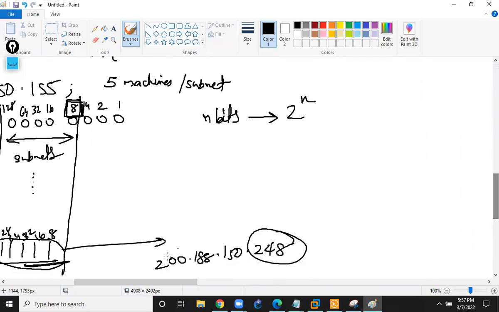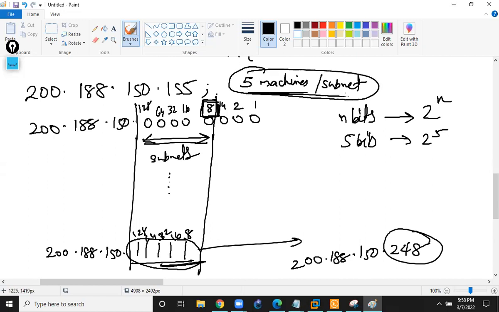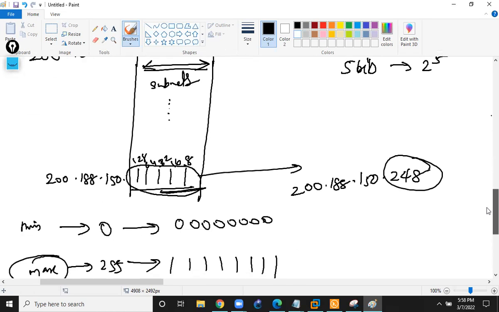In the previous case, I asked you how many subnets there are. You calculated the number of subnets using the equation: if you have 5 bits, then you will have 2 raised to 5 subnets. We'll discuss that, Rakesh. Now, in a single network, how many host bits will be there? In the previous question the requirement was 5 machines per subnet, but actually how many machines are there in each subnet?